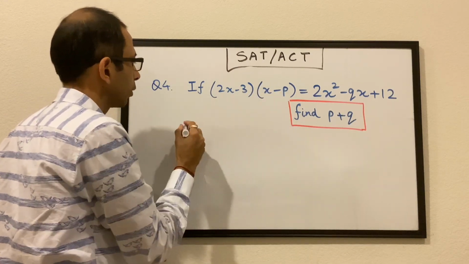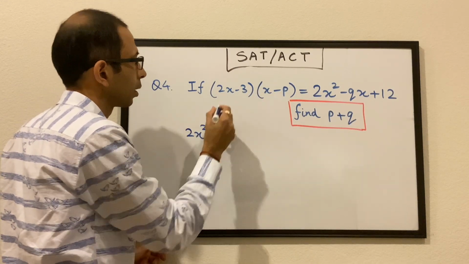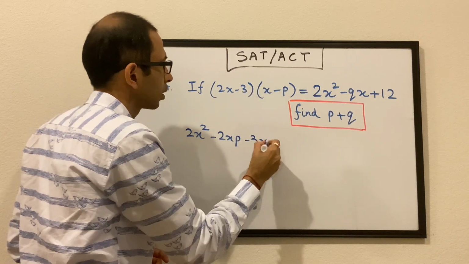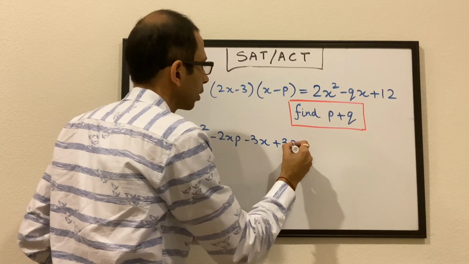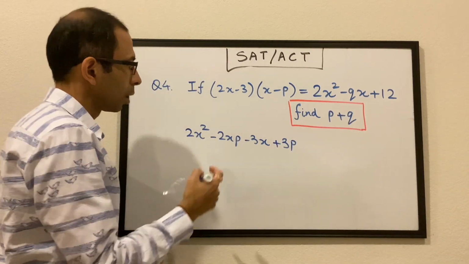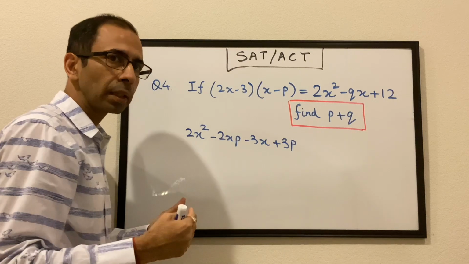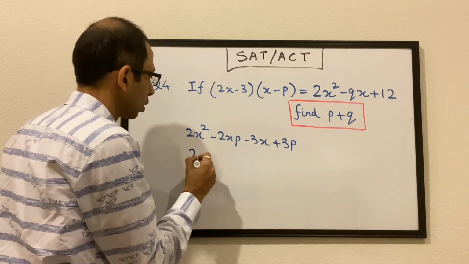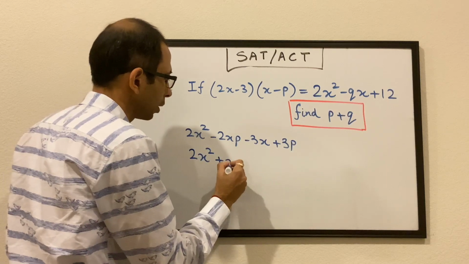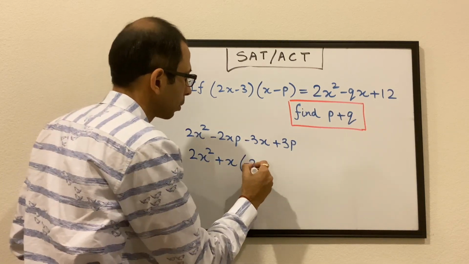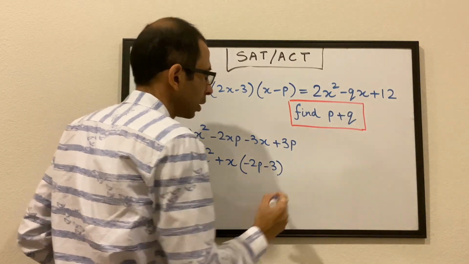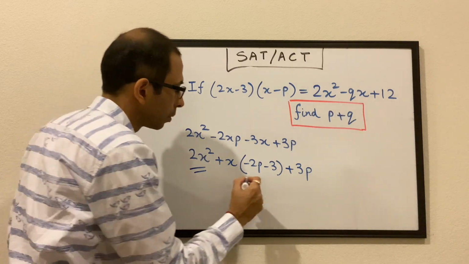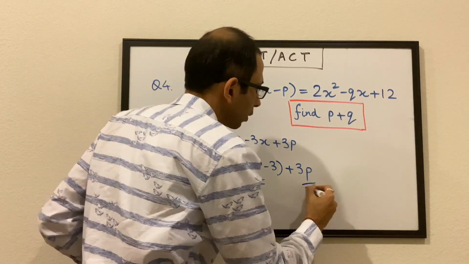Now when we expand the left side, we get 2x square minus 2xp minus 3x plus 3p. If we see, there are two x terms, so we have to combine them, or collate them, to find the actual coefficient of the x term. And we can do so by taking x common. So let's say we take x common, and we get minus 2p minus 3 and plus 3p. So this is our x square term, this is our x term, and this is our constant term.